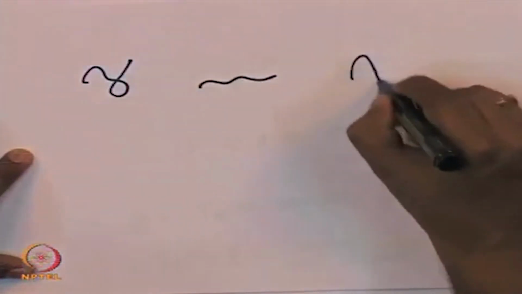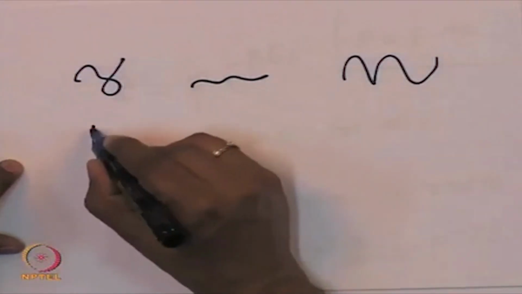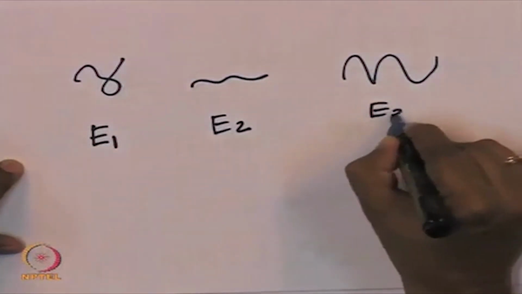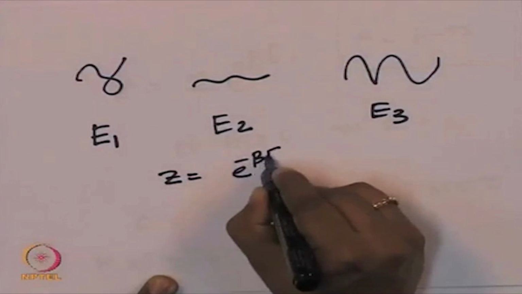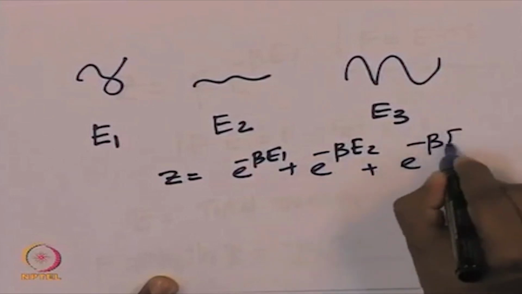Now we have to ask the question: how do we know the probability of finding a system in a particular state, let us say state 1, state 2 or state 3? We talked about certain proteins. Imagine that the protein has 3 conformations, conformation 1, conformation 2, conformation 3, with energies E1, E2, and E3. And we said how to calculate z, which is e power minus beta E1 plus e power minus beta E2 plus e power minus beta E3.